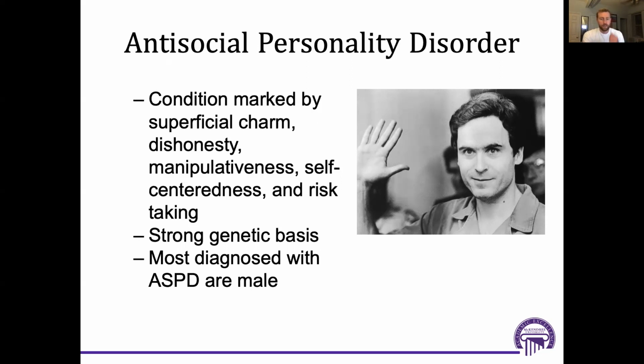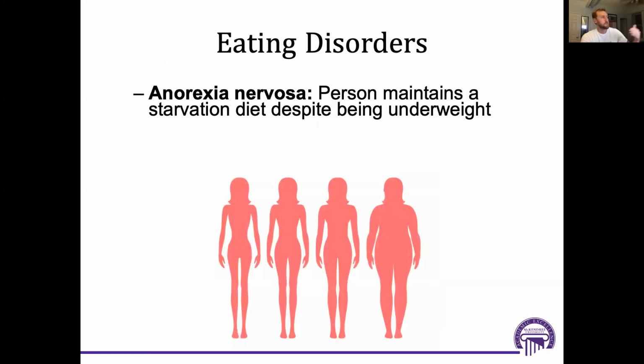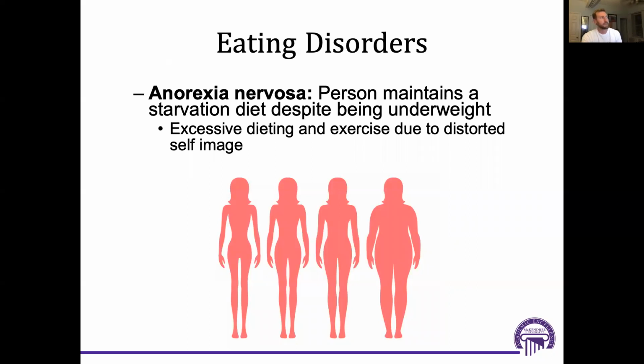So finally, we're going to dive into different eating disorders. We're going to start with anorexia nervosa, jump to bulimia, and then end with binge eating disorder. Okay, and then we'll be done for this chapter. Anorexia nervosa is where a person maintains a starvation diet despite being underweight. It's characterized by excessive dieting and exercise due to a distorted self-image. And so again, the perception, the cognitions are a key characteristic of this disorder.